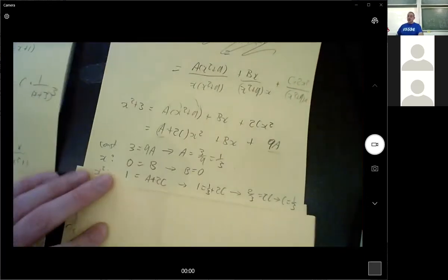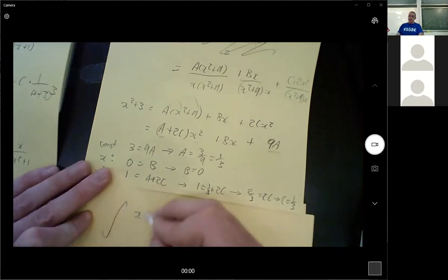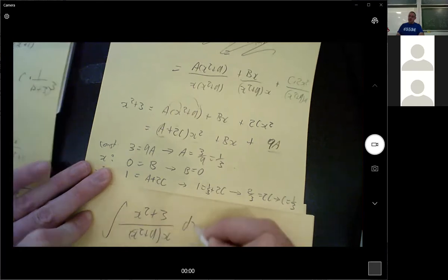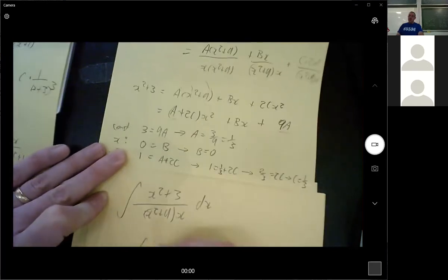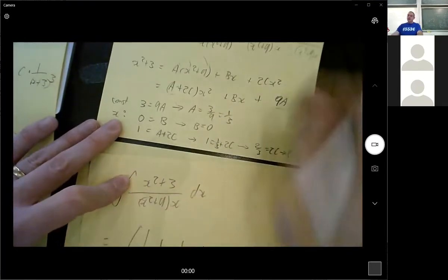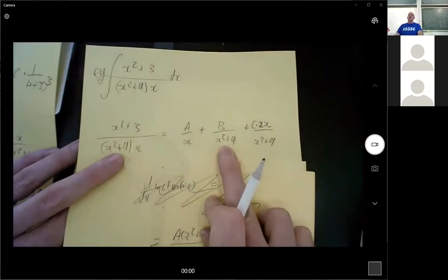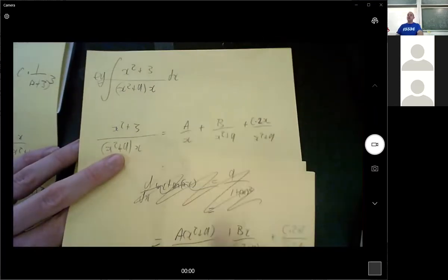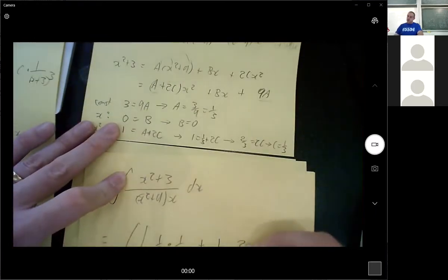And so that means that my actual function can be replaced with a on x, so 1/3 times 1 over x, that's this bit, plus b over x squared plus 9, which is 0 anyway, so that's good, plus c, which was 1/3 times 2x over x squared plus 9.